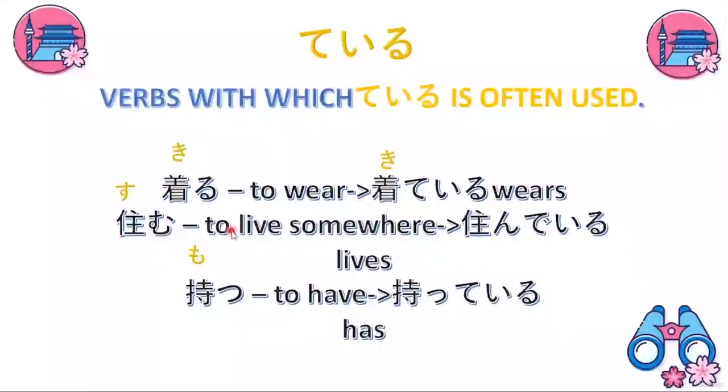Now we have another verb, sumu, to live somewhere. Let's say someone asks you, where do you live? You wouldn't say sumimasu. You would reply with sundeimasu because you're continuously living there. For example, Tokyo ni sundeimasu. I live in Tokyo. Now, motsu, to have. If you're talking about having something, you would not use mochimasu, because mochimasu would sound like you're carrying something. Motteimasu would sound like you have something.